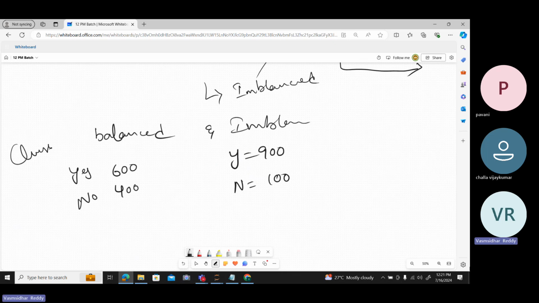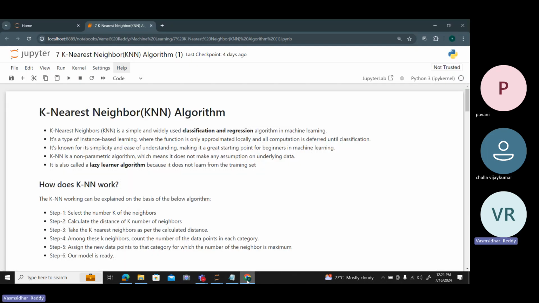Okay, let me move to the practical implementation. K nearest neighbor covers a wide range of classification and regression. It is an instance-based algorithm, though it mostly works for classification purposes. It is a lazy algorithm. In machine learning, K nearest neighbor is the laziest algorithm. It is also an interview question: which algorithm is the laziest algorithm? K nearest neighbor is a lazy algorithm.